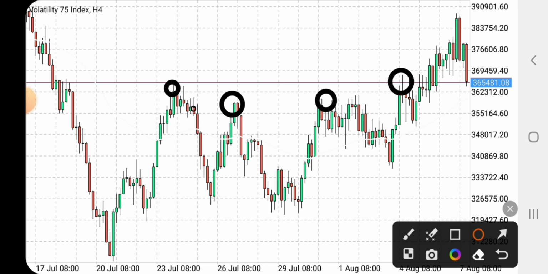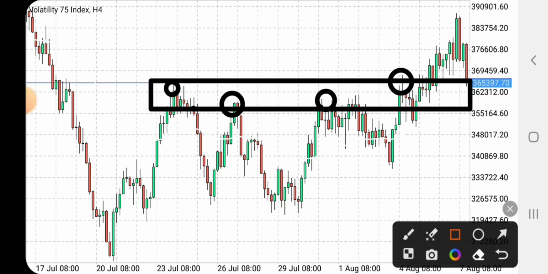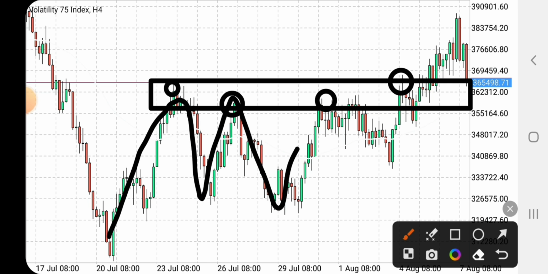So you can see that the price has respected this zone a few times, not just one or two or three. So this is actually a key level, a zone which you have to pay close attention to. So let's say the price comes here, bounces, comes here, bounces, comes here. At this point, the price has tested 1, 2, 3. So you have three touches at this zone.